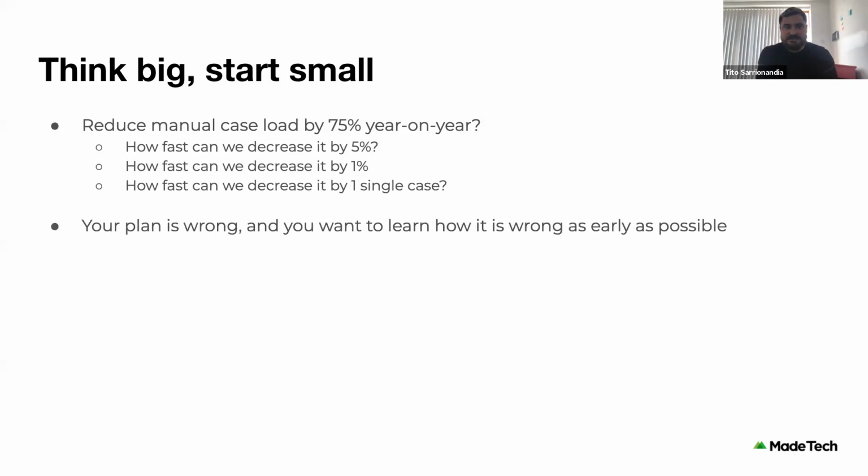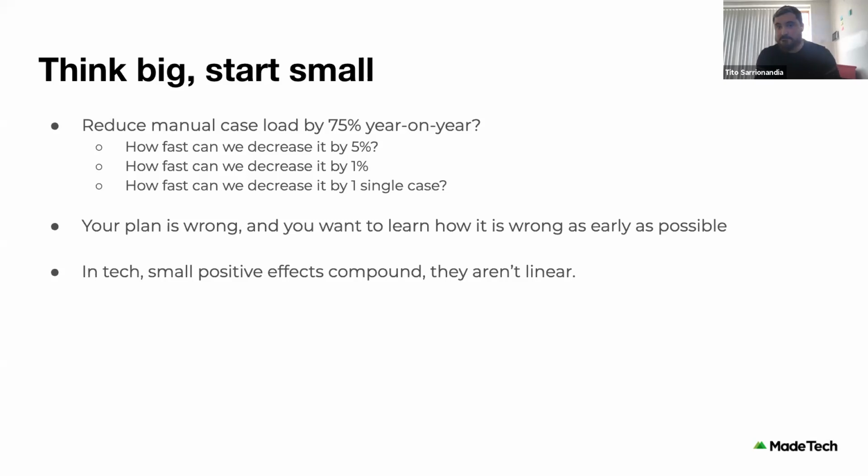And the reason for this is that your plan is wrong, right? So the plan that you came up with at the start of this large program is not going to be the right plan to get you where you want to be. And you want to learn how it's wrong as early as possible. But on top of that, something that most people that have worked in digital for a while notice is that small positive effects aren't linear, they compound.